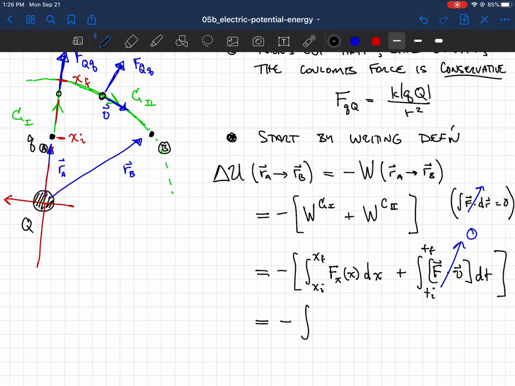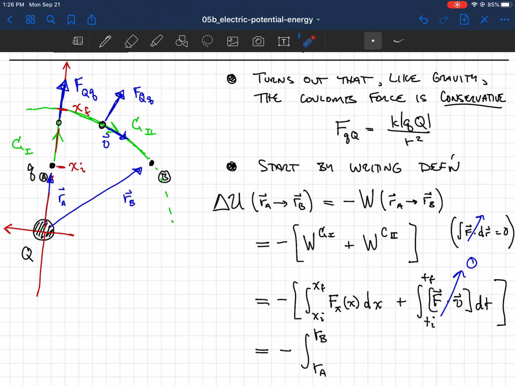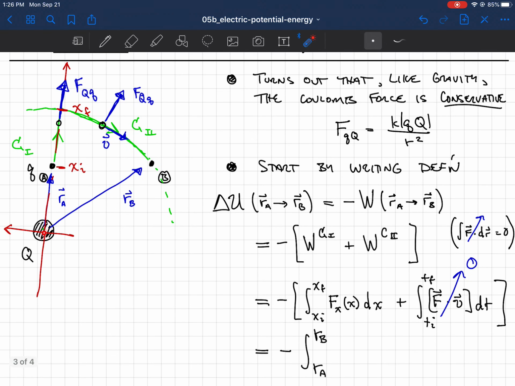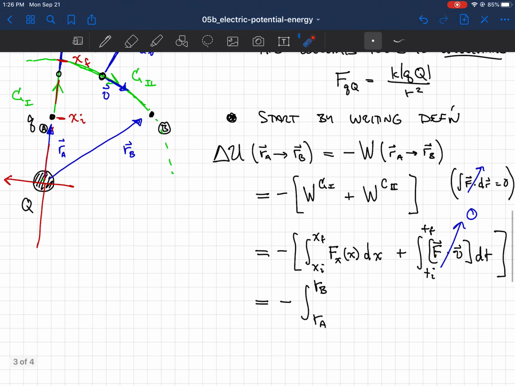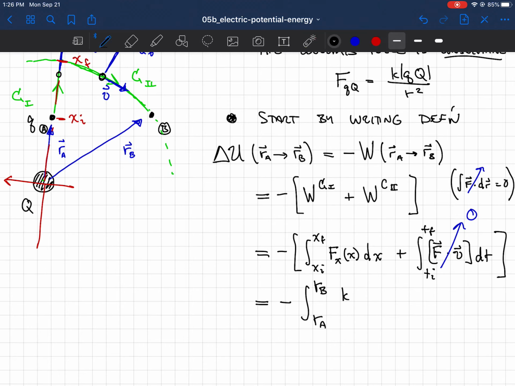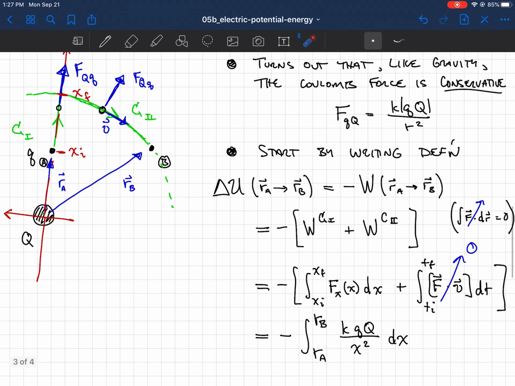So what we find is the x initial, well, that value is just the magnitude of RA, and then x final is the radius of the circle, which is the magnitude RB. The force we have up here, but now we need to write it in terms of this x. So what's the x component of this vector right here? Well, we see that it's positive, if we assume that q and q are both positive. And we see that the distance from the center, which we call r in this equation, can also just be thought of as the x value along that axis. So I can write this in terms of x as k qq over x squared dx.